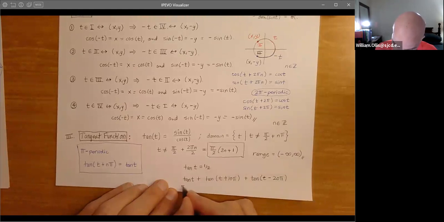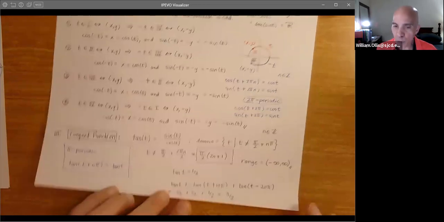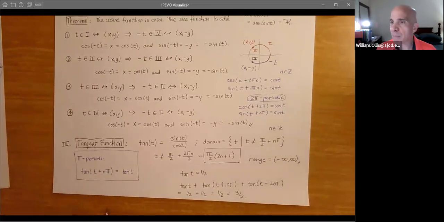So we'd say this just equals 1/2 plus 1/2 plus 1/2, which is 3/2. So there are nice properties about the tangent or the trig functions that make computations very simple. And if you ignore them, you might stare at this problem and just make something up.